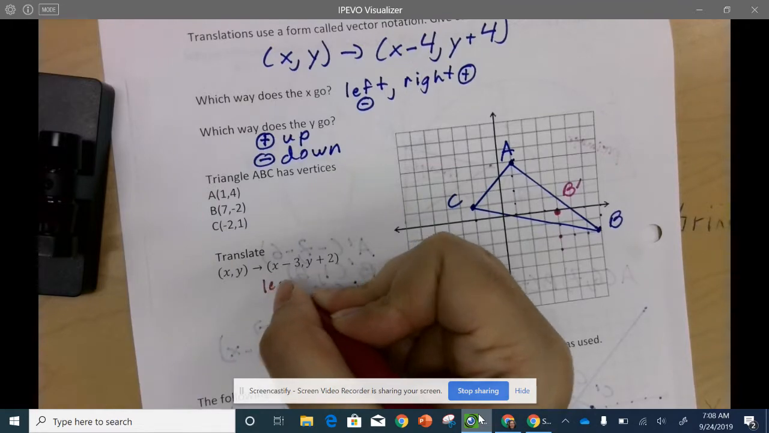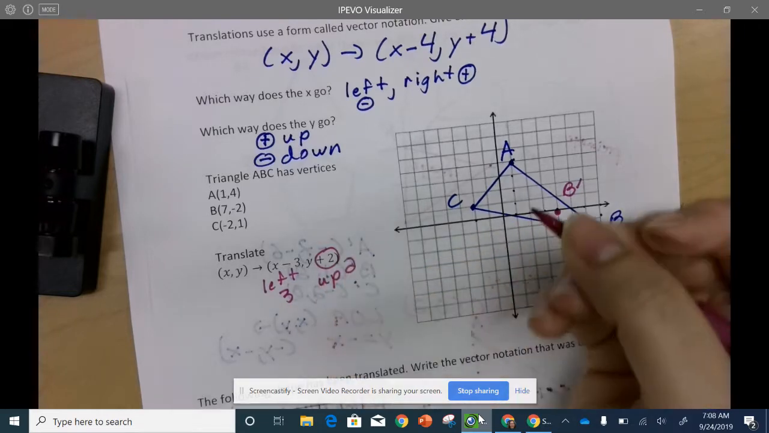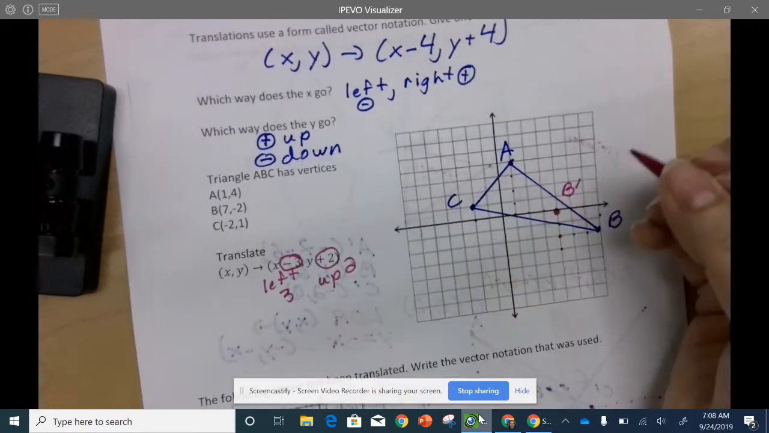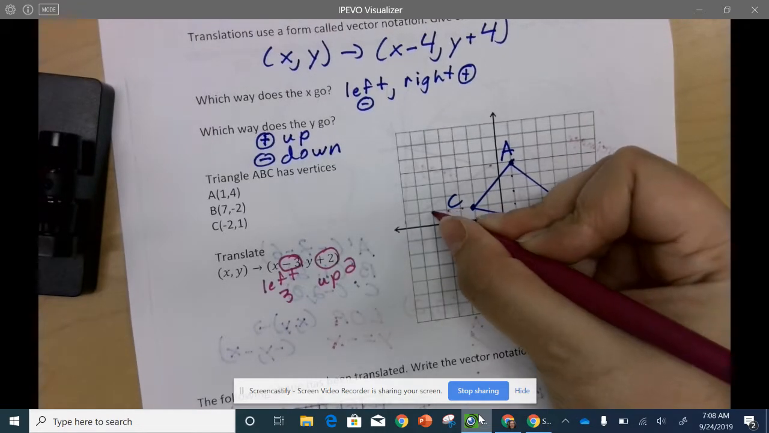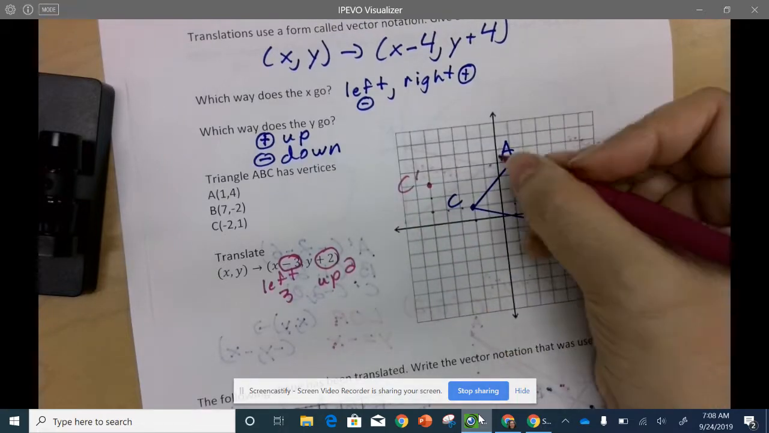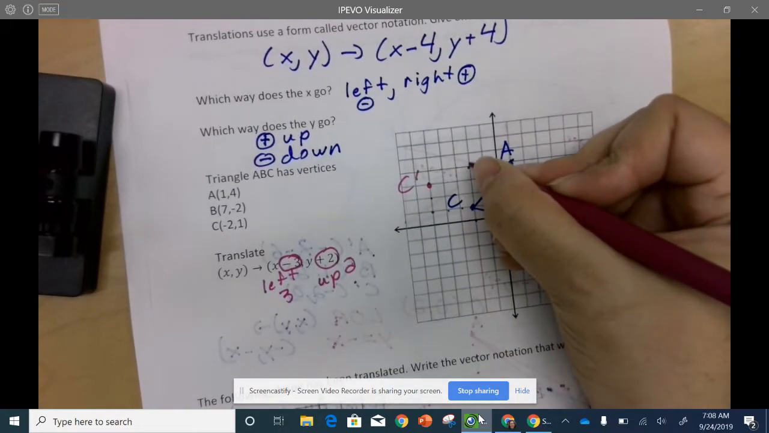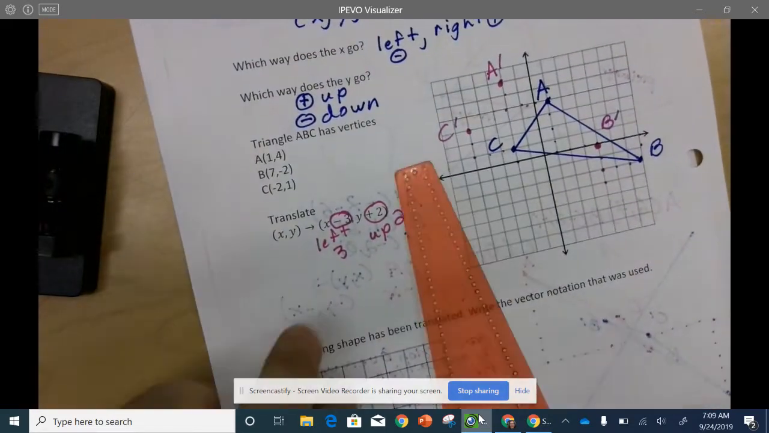So left 3, and this means up 2. Okay. So this part. So we can do that for all the points. So left 1, 2, 3, up 1, 2. A is 1, 2, 3, up 1, 2. And we connect it.